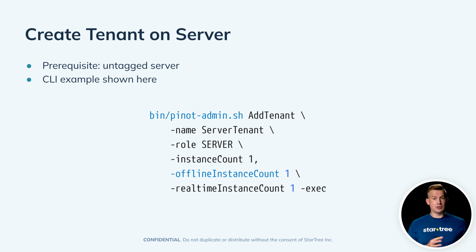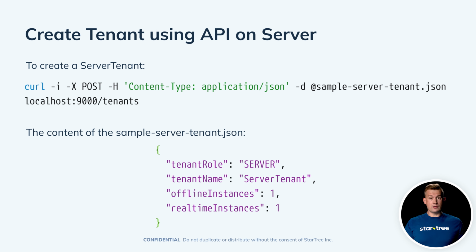Configuration of the tenants on the server and on the broker involves interacting with the Pinot admin command. There's a special subcommand called add tenant where you need to specify a role that you're configuring the tenant for, the server or the broker. Creating tenants for the server and brokers is also available through the REST API. You can use curl or similar HTTP clients to interact with the controller and provide a payload that will include configuration for the role of the broker or the role of the server.